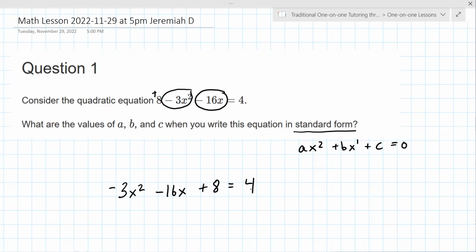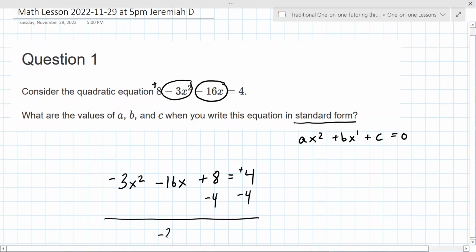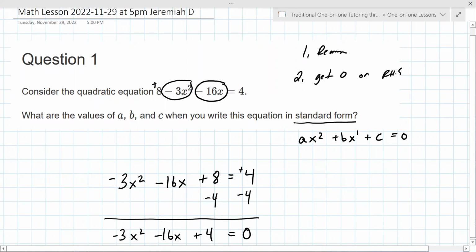Okay, so we're close, but we really need a 0 on the right hand side of the equation. So to do that, because this 4 is positive, you're going to subtract 4 from both sides. So that gives you minus 3x squared. Let me write it differently. Minus 3x squared minus 16x plus 4 equals 0. So it's 1, you're rearranging, and 2, you're getting 0 on the right hand side of the equation.